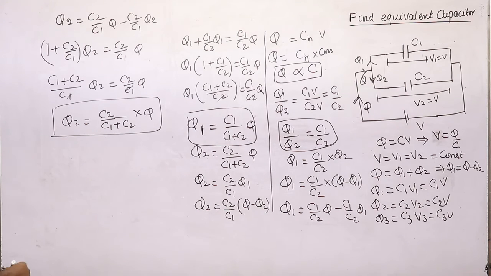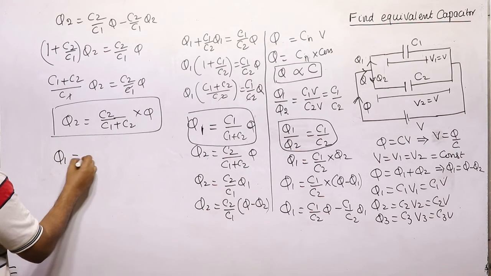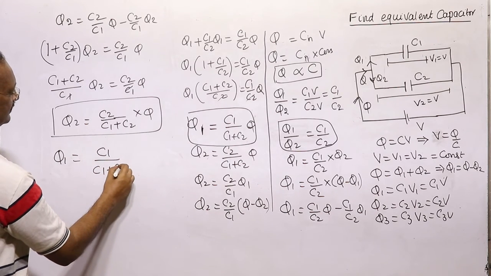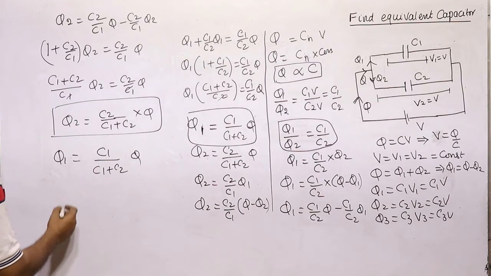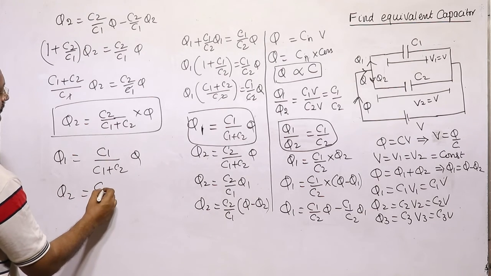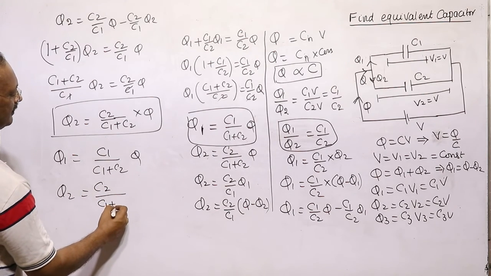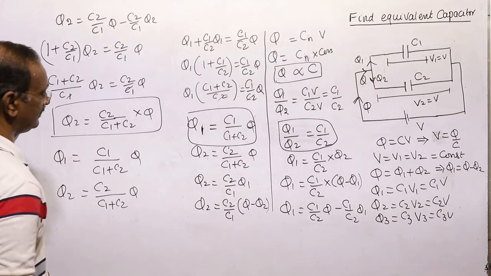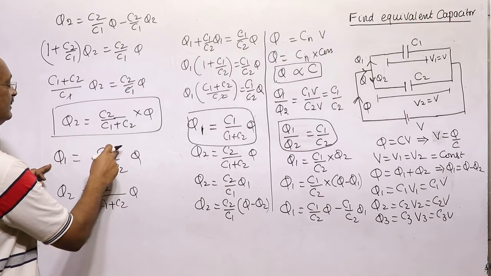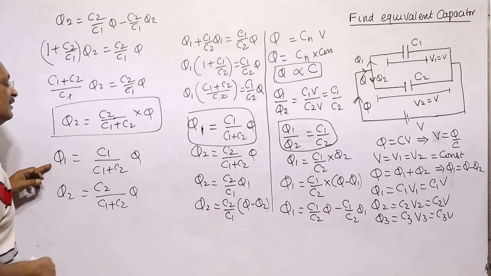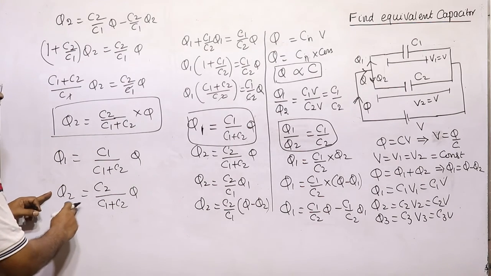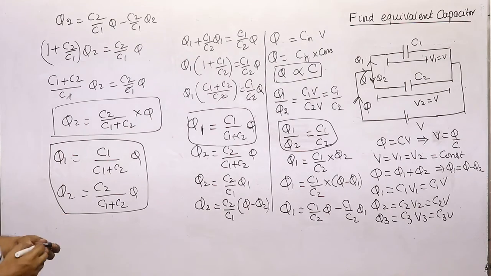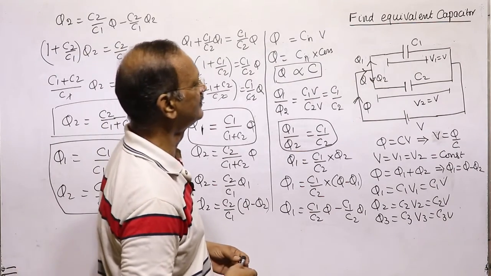So how do we write the first charge? Q1 is equal to its own capacitance divided by the summation of these two, into the common total charge, and Q2 is equal to C2 divided by C1 plus C2 into the total charge. For Q2, C2 will come, whereas in potential, for V1, C2 will come, and for V2, C1 will come. This is the difference in how we calculate charges for a parallel circuit and potential for a series circuit.